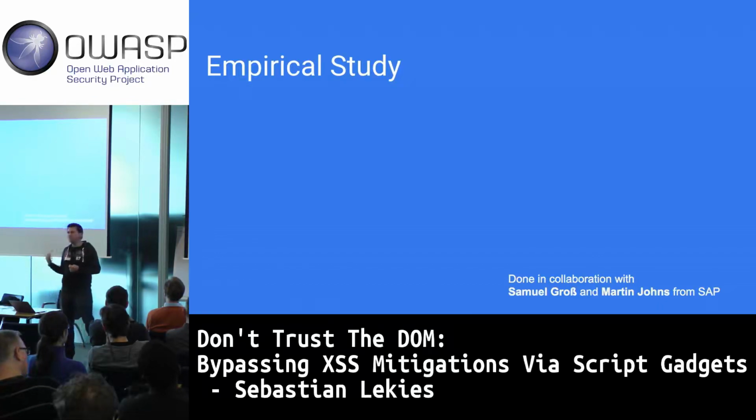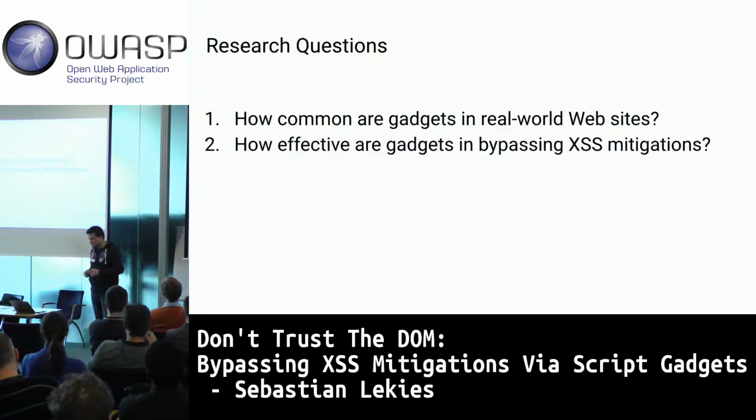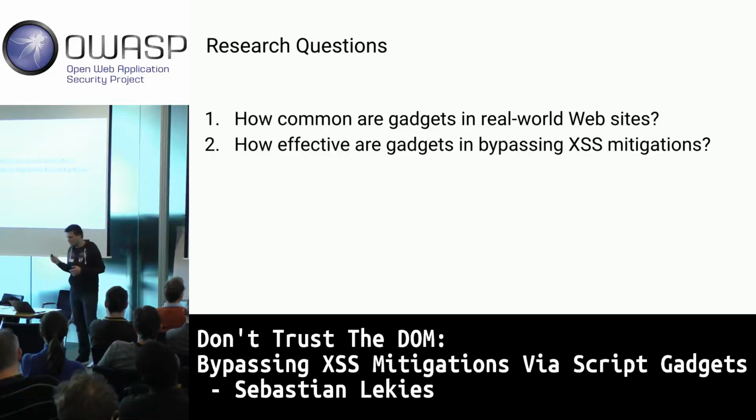So now we looked at libraries, and these libraries are very generic. They have a lot of crazy code in there. They do a lot of automatic things. So maybe it's different when we look at developer-written code and not at this very generic library code. So we again had the same questions. How common are gadgets in real-world applications, and how effective are they in bypassing XSS mitigations in real-world websites?